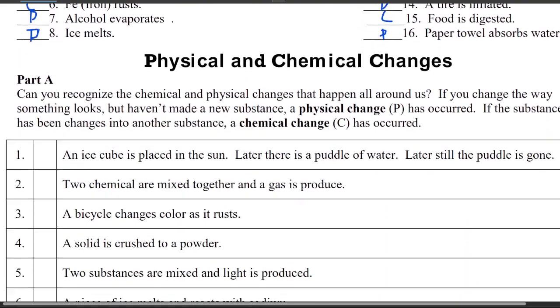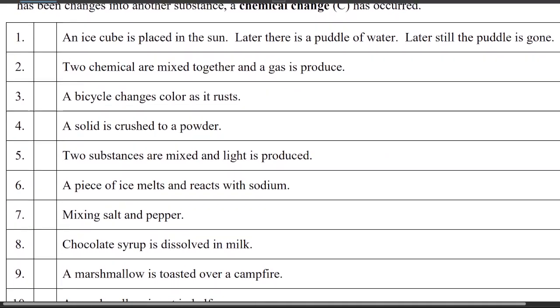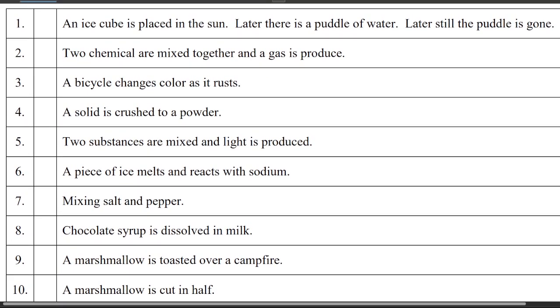I'm gonna go ahead, scroll down here. It's got some examples, and we have to label it as physical or chemical. So, number 1, an ice cube is placed in the sun. Later, there is a puddle of water. Later still, the puddle is gone. This is just the phase change. It's melting and then vaporizing. Phase changes are just physical.